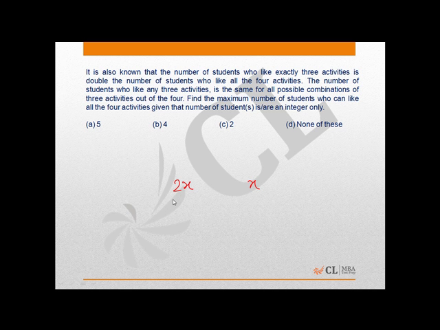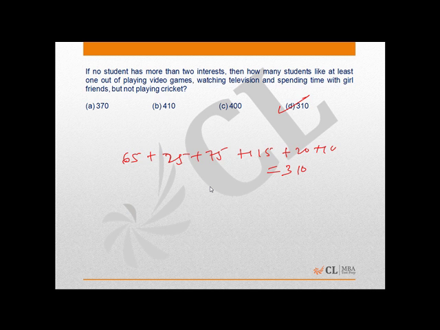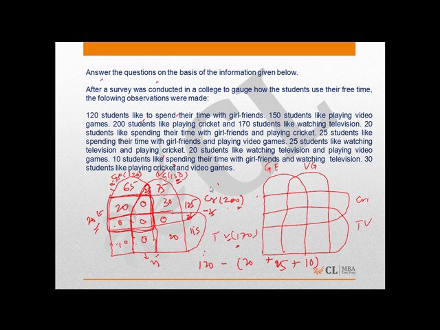In the diagram, it can be seen that there are 4 different combinations of 3 activities, and for each of these combinations the number of students is same. So for each combination it will be x by 2, as there are 4 different combinations. We can represent this info in the second Venn diagram.